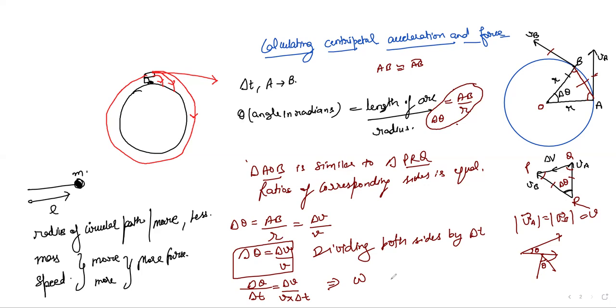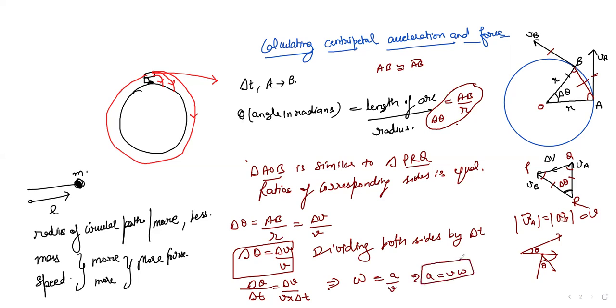Delta V by delta T. What is delta V? Change in linear velocity. And what is delta T? Time taken. Change in velocity by time taken is acceleration. So we will have the relation omega is equal to A upon V, or we will have the relation A is equal to V omega, right?